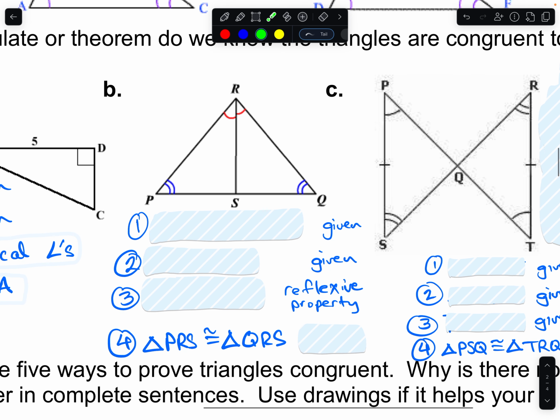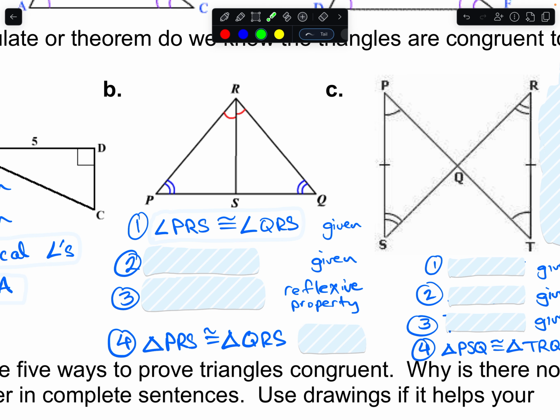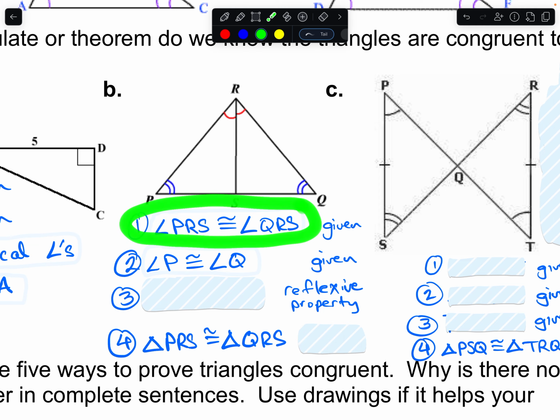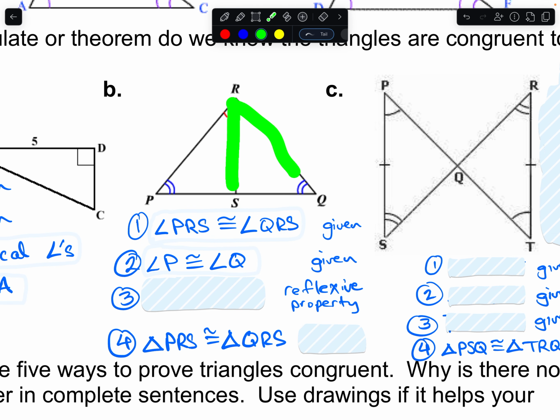Part B, we have 2 given pairs of angles that are congruent. Notice that for the red congruent angles, we needed to name them very specifically. I can't just say angle R because there's a lot of different angles at R. But angle PRS is definitely congruent to angle QRS because the picture says so. Angle P is also congruent to angle Q because the picture says so, it's given.